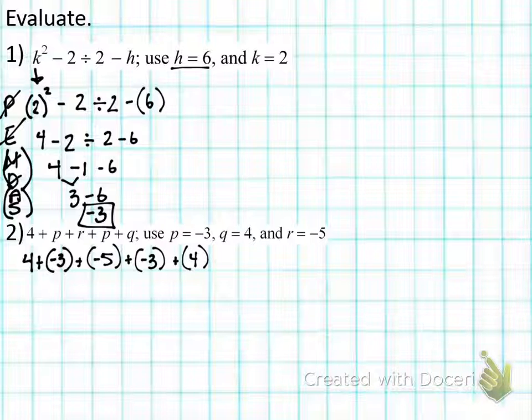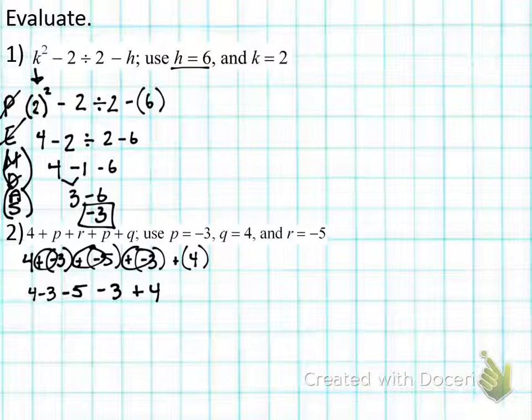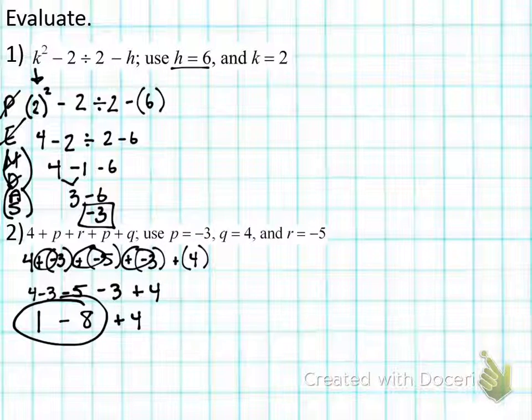Okay, now we're going to simplify it. Positive and negative here becomes a negative, so it's really like saying 4 minus 3. We have positive and negative becomes a minus 5. Positive and negative here becomes a minus 3 plus 4. Okay, now we're working from left to right. We got 4 minus 3 is 1. Negative 5 minus 3 is negative 8. And then we still have this plus 4 at the end. Then we work it out again from left to right. 1 minus 8 is negative 7. Bring down the plus 4. Negative 7 plus 4 is negative 3.